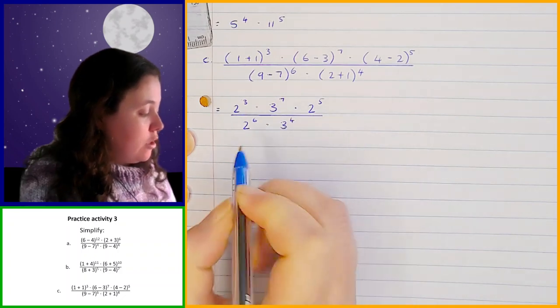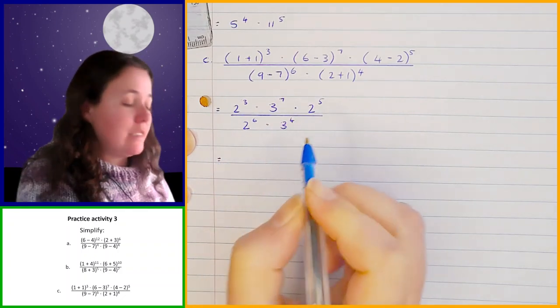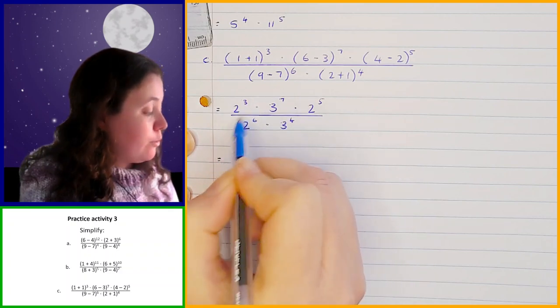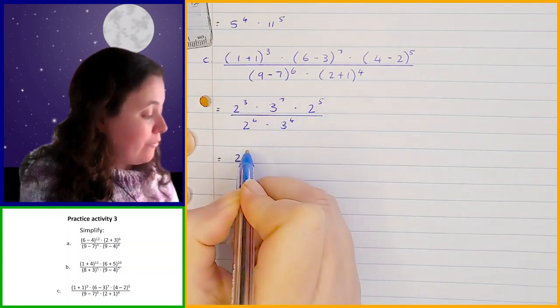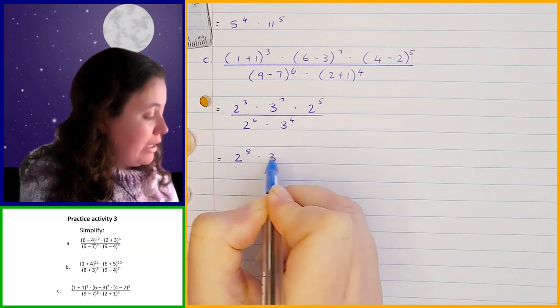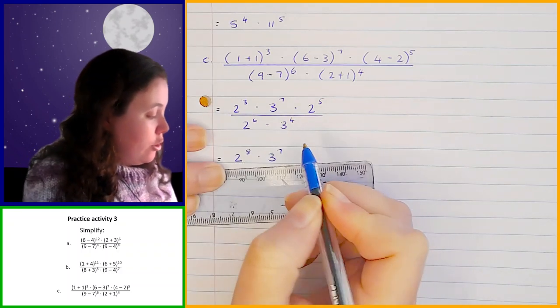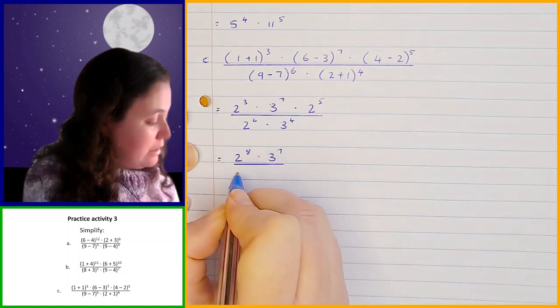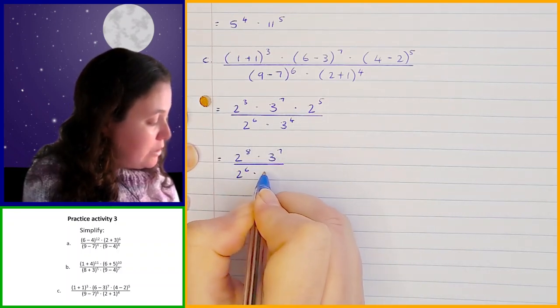Okay, so now I'm going to simplify my numerator, and that gives me 2 to the power of 3 times 2 to the power of 5 is 2 to the power of 8 times 3 to the power of 7 over 2 to the power of 6 times 3 to the power of 4.